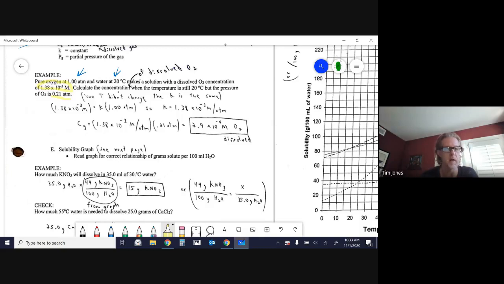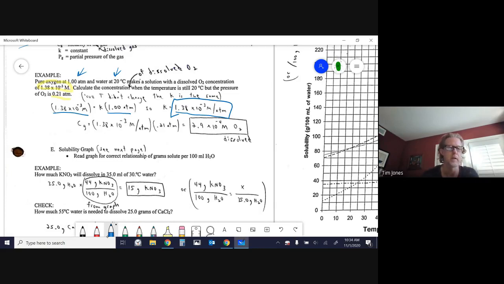Okay, the first thing I'm going to do is solve for K based on the initial data. So initially, they said this molarity, this pressure, and I'm using the version that has K on the right, but you can use the other version. That gives me a constant of 1.38 times 10 to the negative 3 molarity per atmosphere.